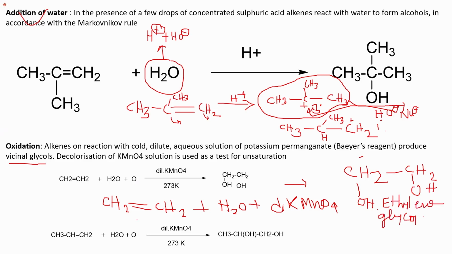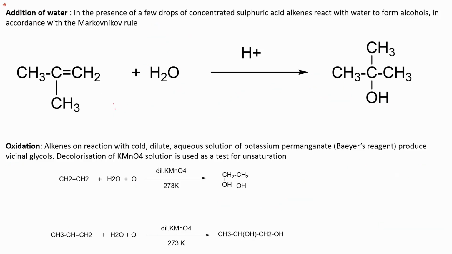Now suppose you have a propene molecule, that is CH3. This is the one I am discussing, the symmetrical alkene, and another one is the unsymmetrical alkene. Any other alkene part will come from this part. You can easily solve this problem.